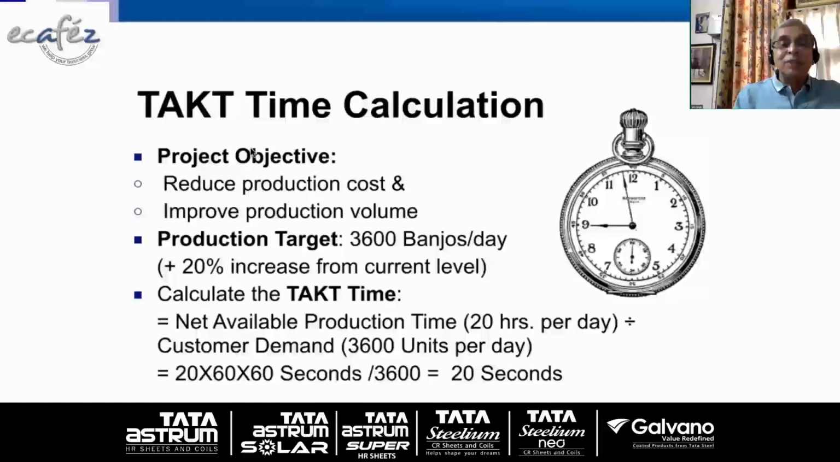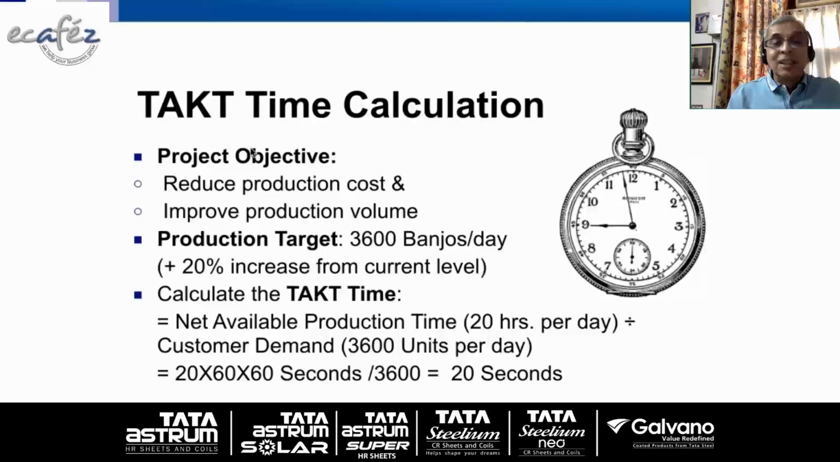Now the company wants to produce 3,600 units. Based on that, the demand rate was calculated. This is 20 seconds. It means each workstation must produce 1 unit within 20 seconds. Then only it can deliver 3,600 units. Because of the time shortage, I am going fast. You can again see on Google, the whole presentation will be there.